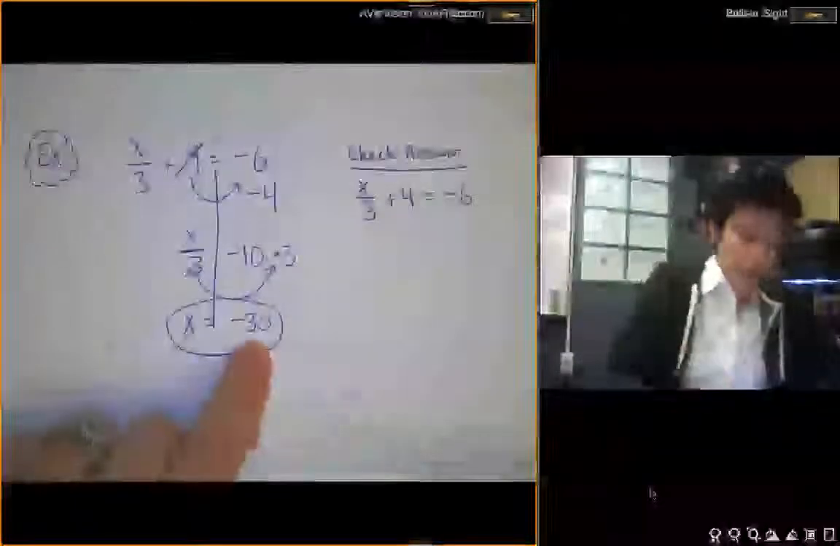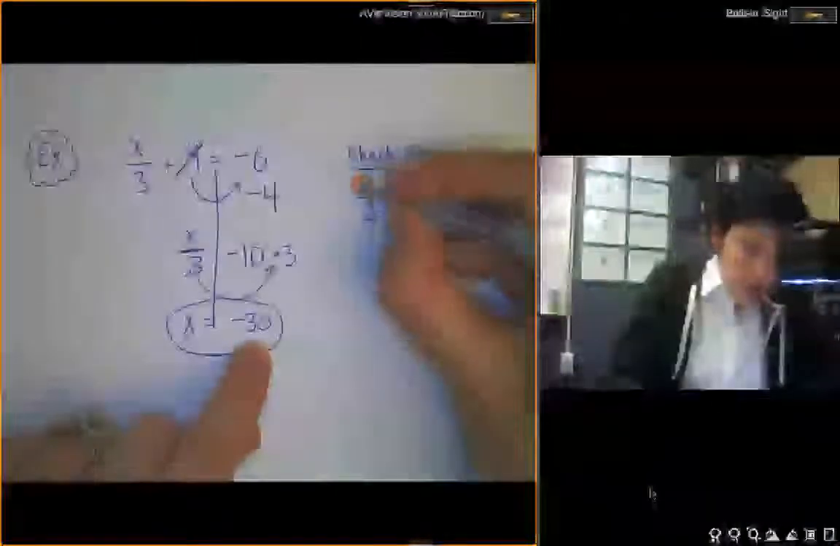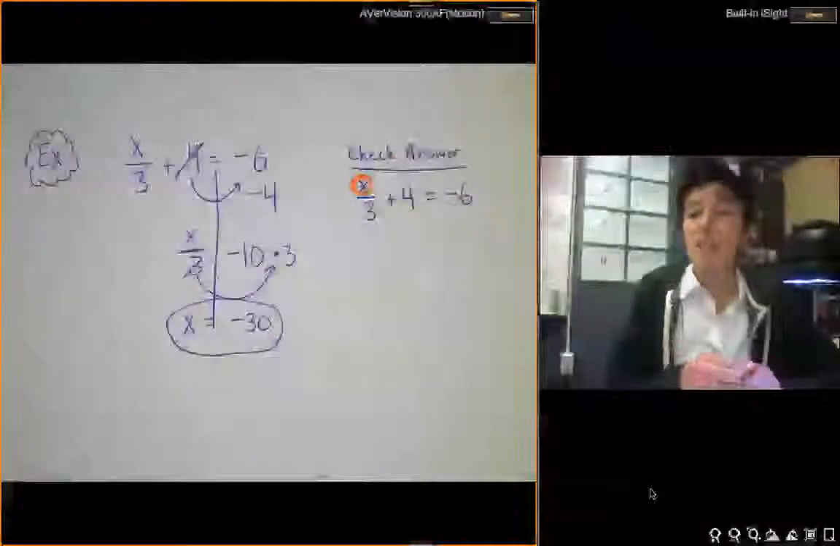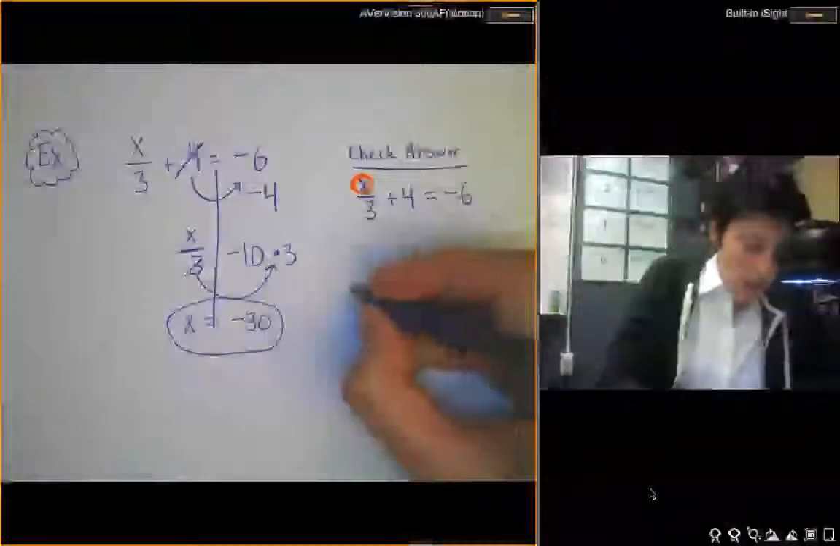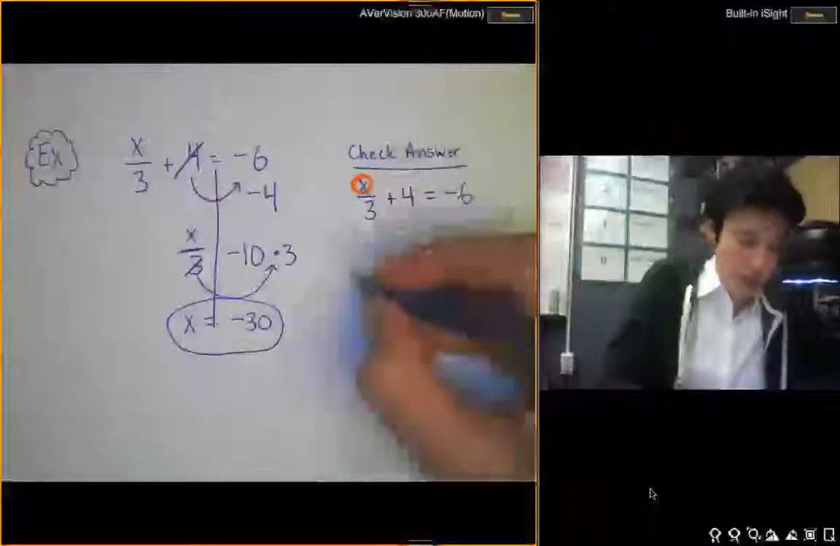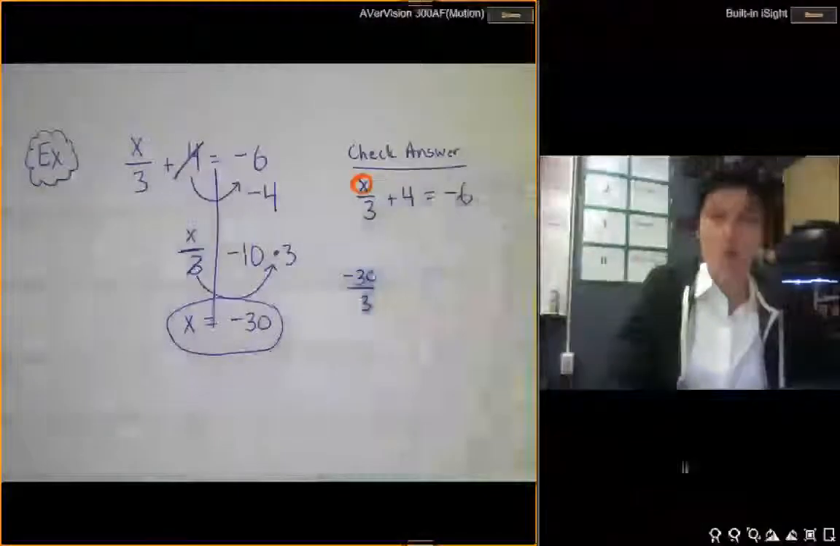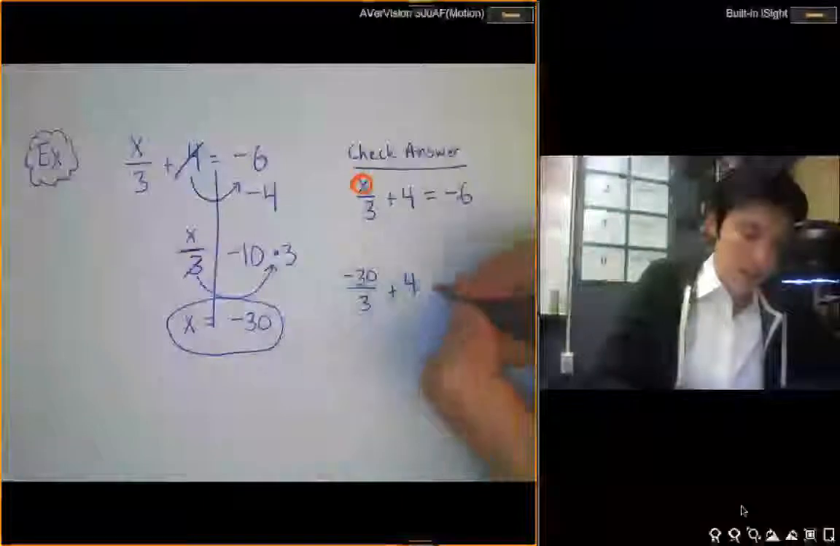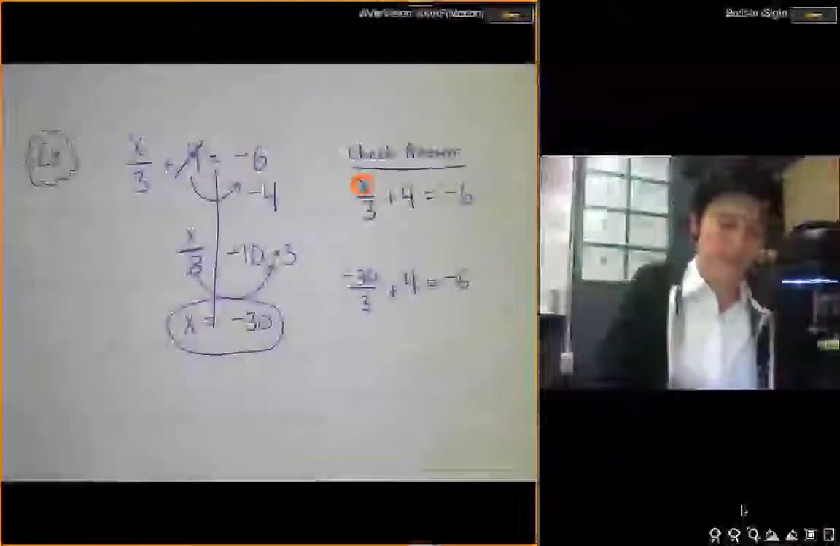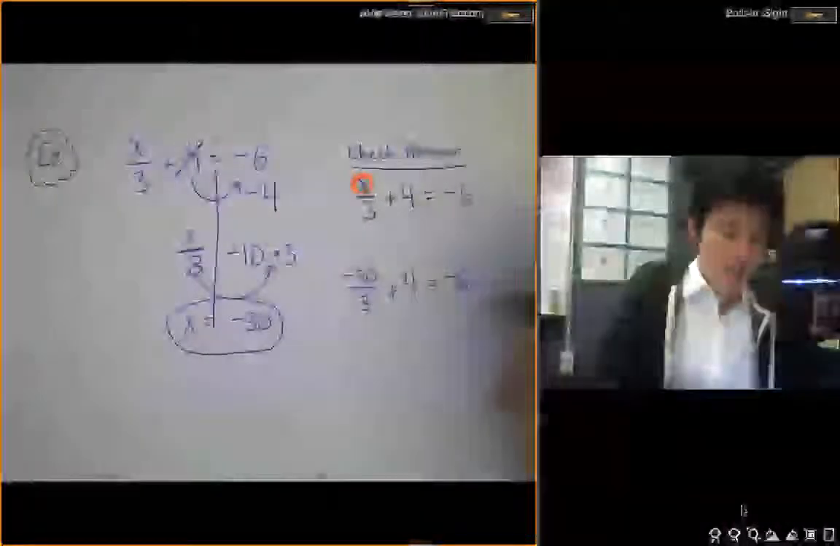So this time, I think x is equal to -30. So right here's my x. I'm going to basically change it into a -30. So instead of x over 3, I'm going to have -30 over 3. Notice I'm just replacing it. Plus 4 equals -6. Okay, let's evaluate this.